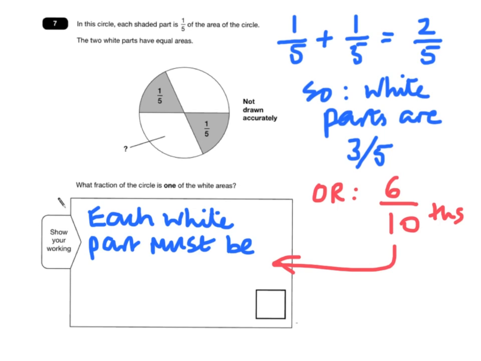3/10. Check the question. It says what fraction of the circle is one of the white areas. So we just need one of the white areas. The answer will be 3/10.